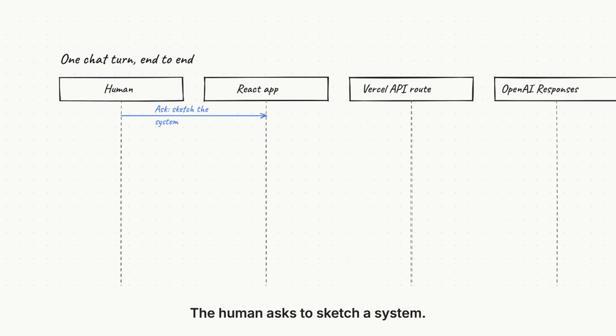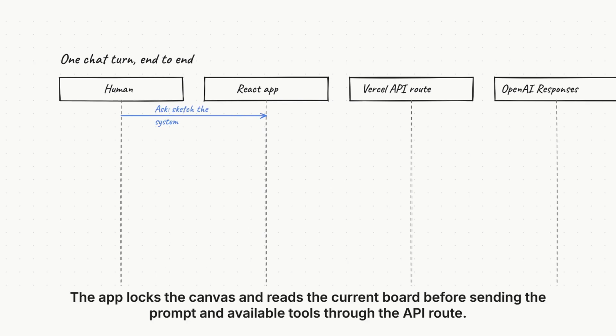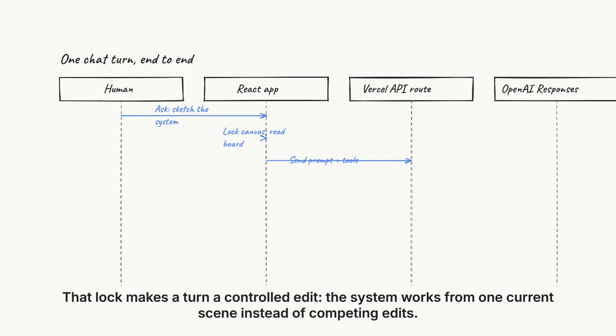The human asks to sketch a system. The app locks the canvas and reads the current board before sending the prompt and available tools through the API route. That lock makes a turn a controlled edit. The system works from one current scene instead of competing edits.